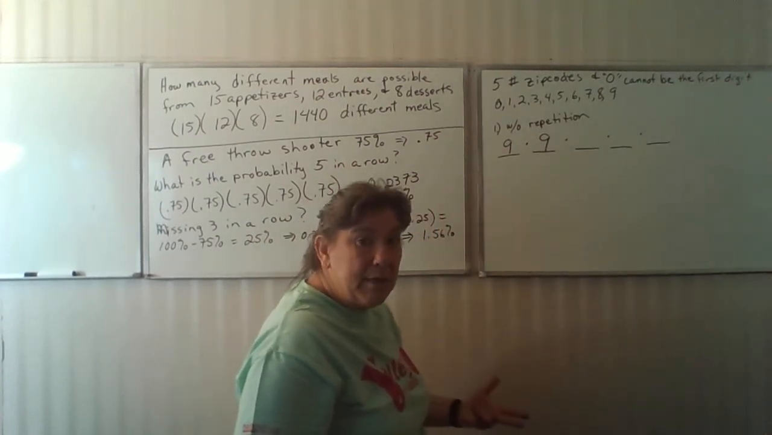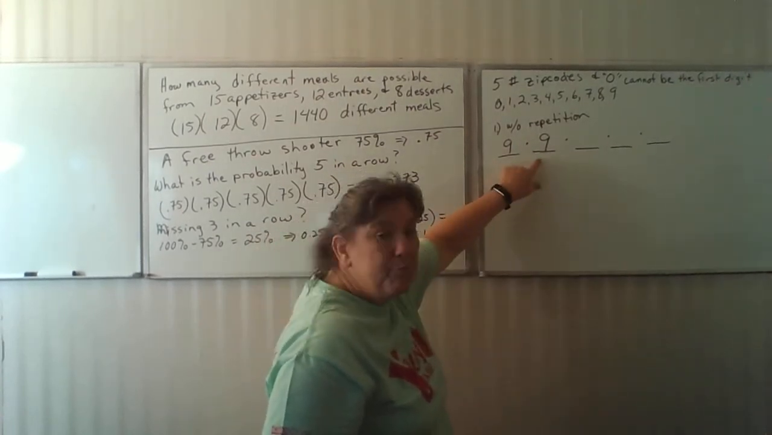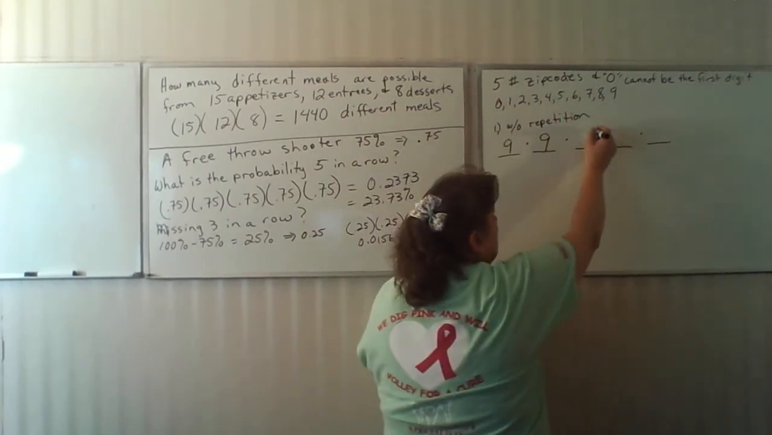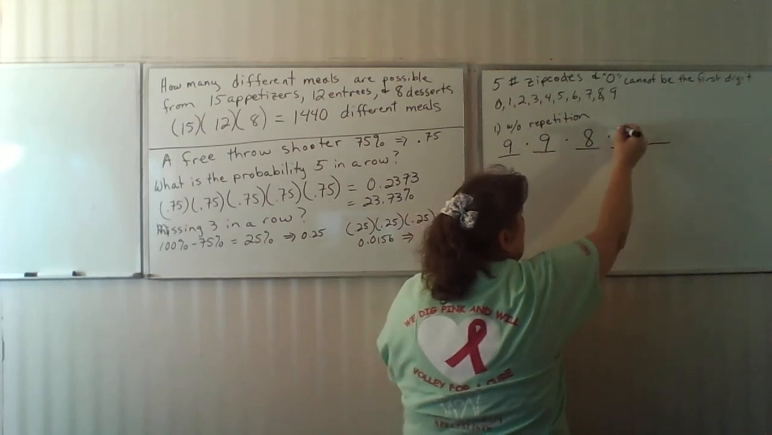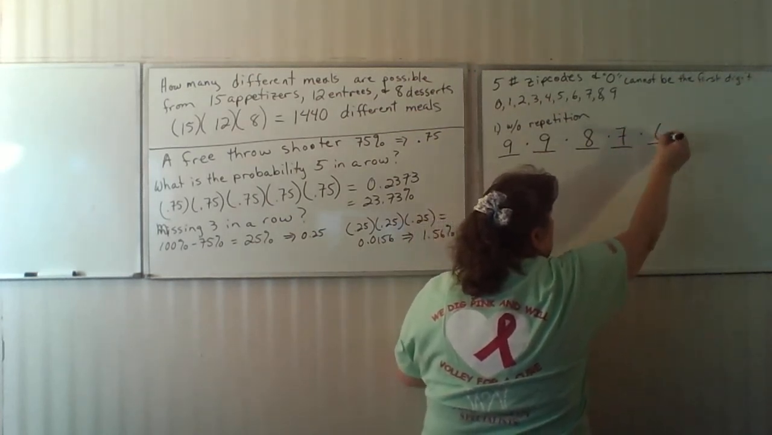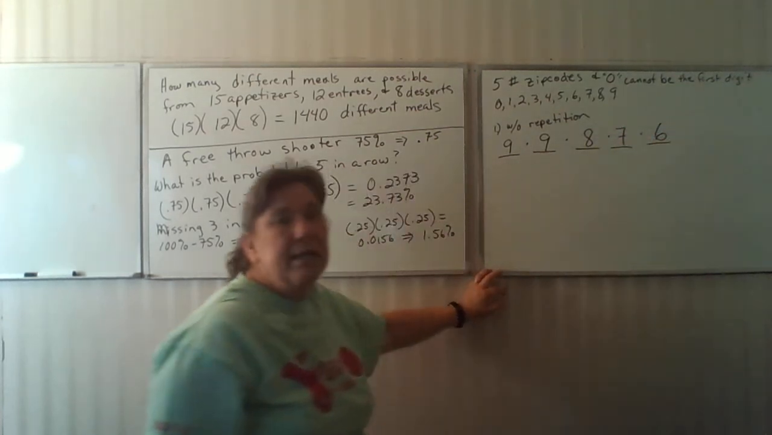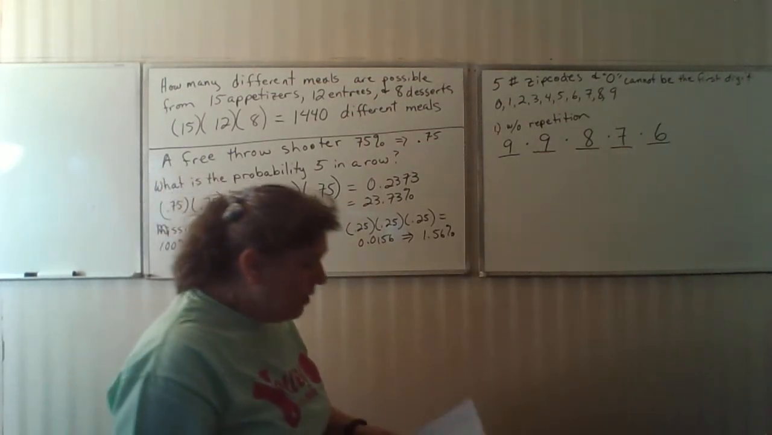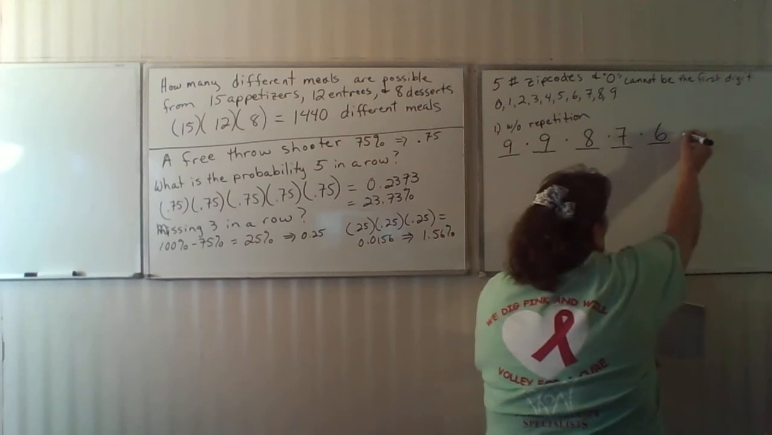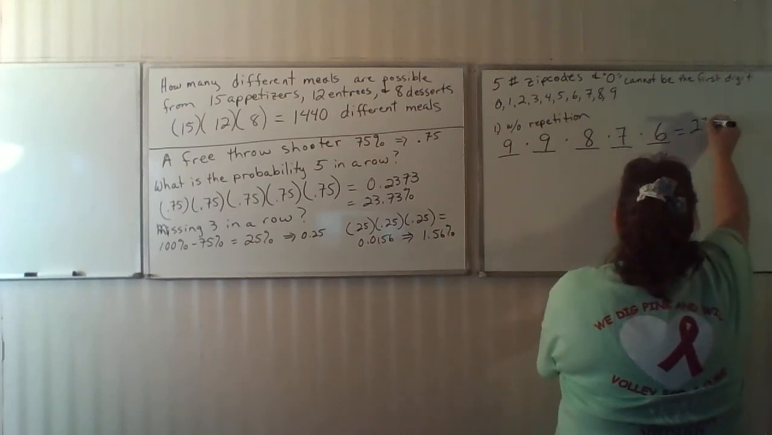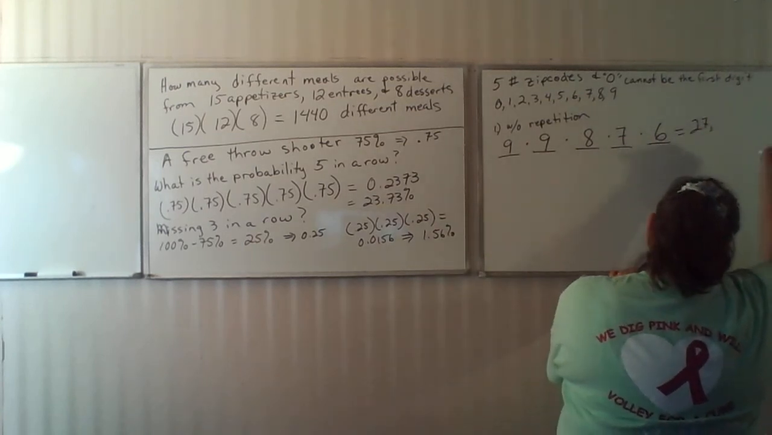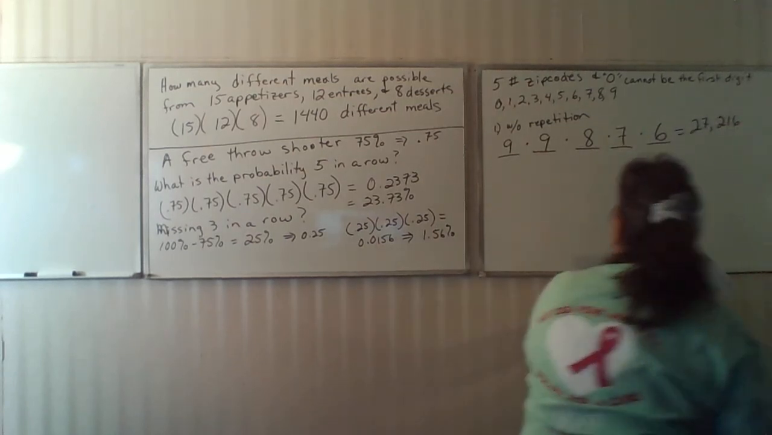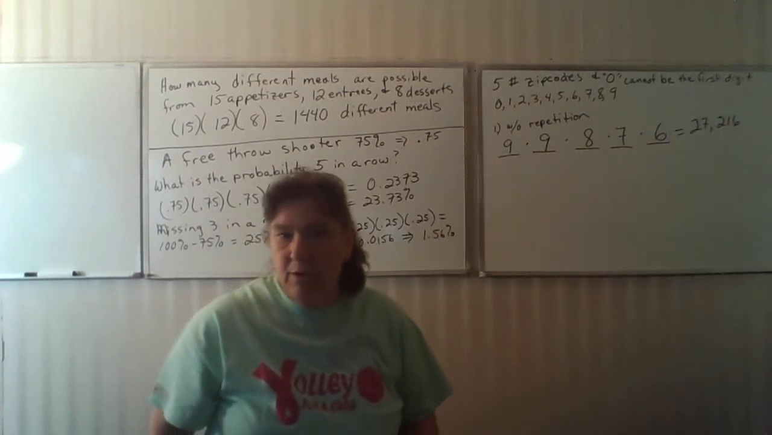But now what's there? 2 digits have been used, there's 10 total. So that means that the next one has 1 less than the one before, and therefore we end up with 9 times 9 times 8 times 7 times 6, which means that if we do not repeat digits, we have 27,216 possible 5-numbered zip codes.